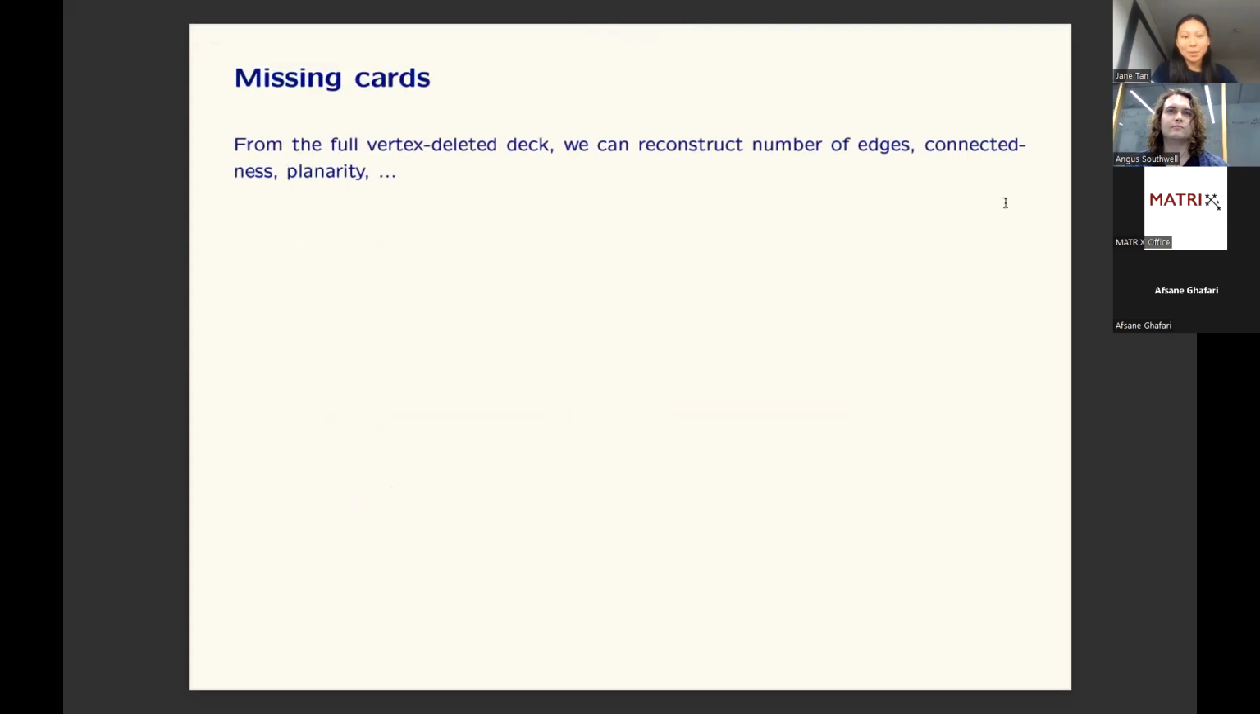We've seen now that from the full vertex-deleted deck, we can reconstruct a bunch of things, including the number of edges, connectedness, and planarity. So the question here is, what happens if we're missing some cards from the deck? Or equivalently, if we're missing k cards, what can we reconstruct given any n minus k cards from the deck?